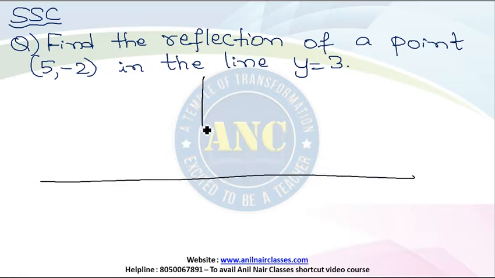Now, this is the coordinate axis for you. Now, see here, sir. Think a little logically. Find the reflection of a point 5 comma minus 2. First, let me represent this is 5. This is minus 2. So 5 comma minus 2 is somewhere here. This point is nothing but 5 comma minus 2. Now there is a line called y is equal to 3. This is my origin, 0 comma 0. This is y is 1. This is y is 2. This is y is 3.